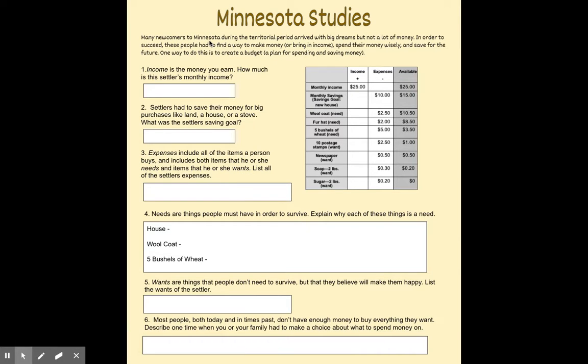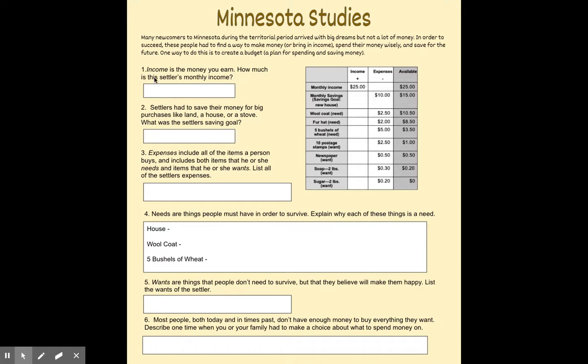It says many newcomers to Minnesota during the territorial period arrived with big dreams but not a lot of money. In order to succeed, these people had to find a way to make money or bring in income, spend their money wisely, and save for the future. One way to do this is to create a budget, and a budget is a plan for spending and saving money. So you're going to use this document right here on the right-hand side to answer these questions, 1 through 5.